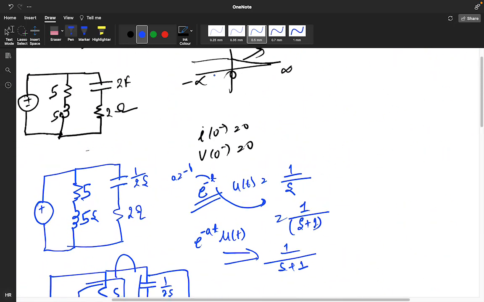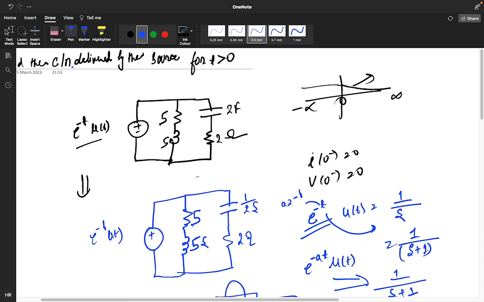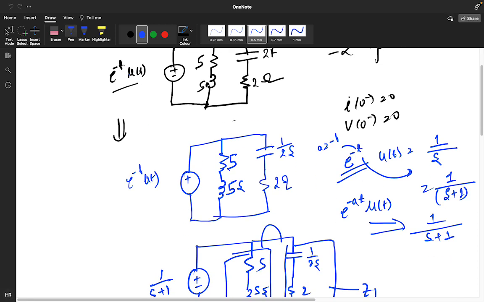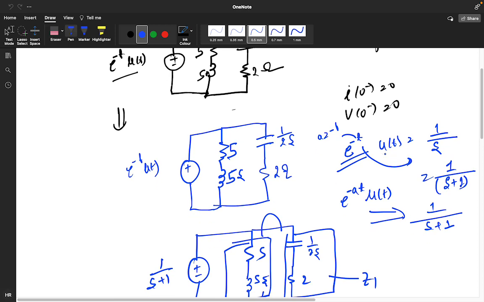See, I have a circuit, this is my circuit. Find the current delivered by the source for t greater than 0. I have a 5 ohm resistor, 5 Henry inductor, 2 farad capacitor and 2 ohm resistor. And this e power minus t u of t, the Laplace transform of u of t is 1 by s, and we have a delay function of 1 second, so this can be converted into 1 by s plus 1.